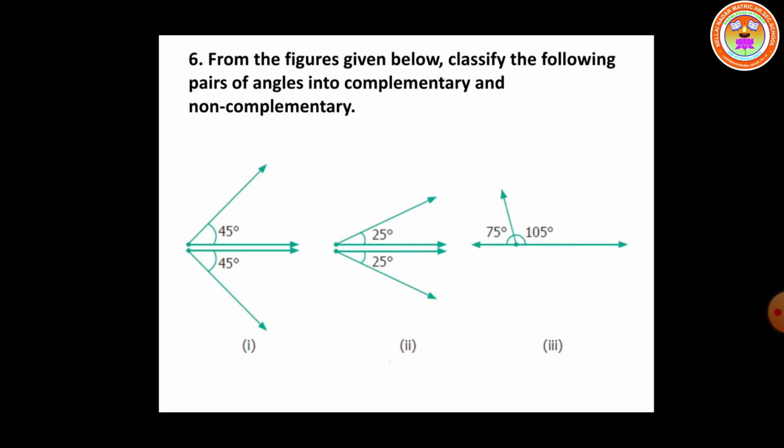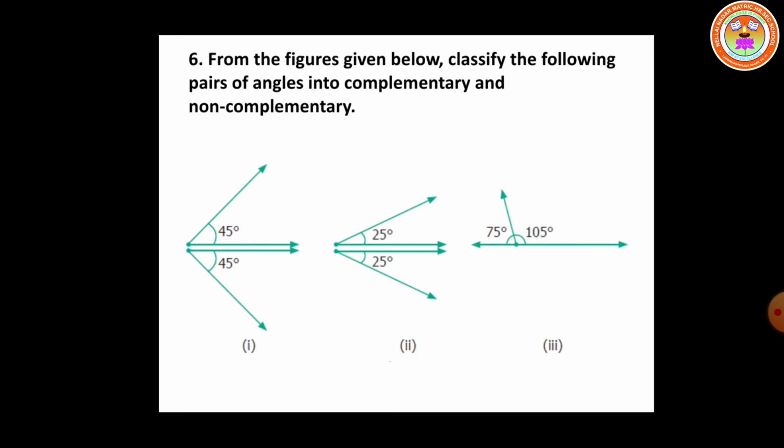Okay, first of all we consider when we say two angles are complementary angles. If the sum of those angles is 90 degree, then only we can say those two angles are complementary angles. See the first subdivision, given both the angles are 45 degree. Find the sum of those angles, 45 degree plus 45 degree.